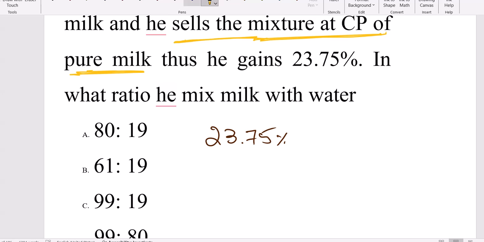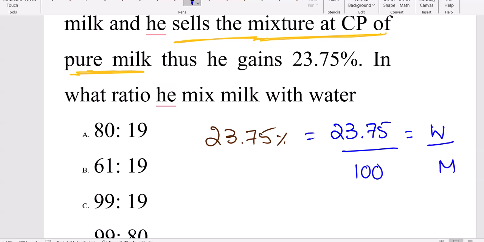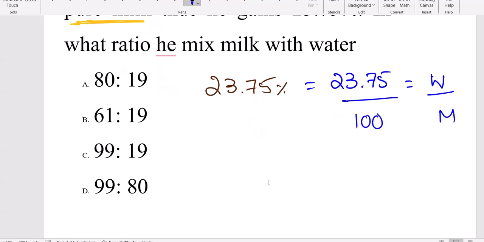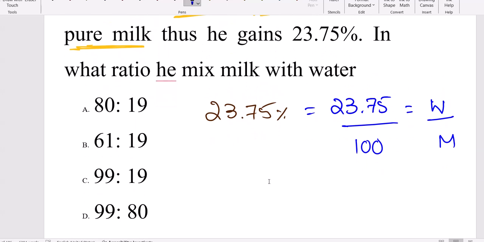He got the profit as 23.75%, which can be written as 23.75 divided by 100. This gain is because of water, right? This is nothing but water out of milk, but you need to change it as per the options. This is water to milk. What is the question? The question is milk to water. So milk to water means 100 divided by 23.75, but that is not there in the options.